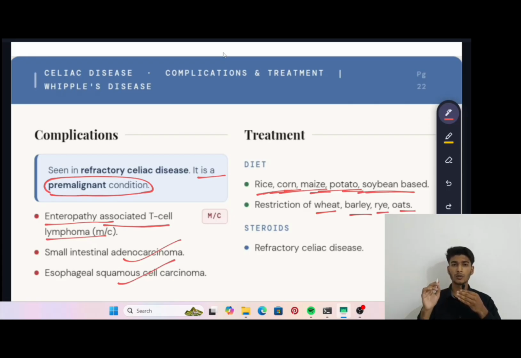What will be your prescription? You will prescribe steroids for this purpose. Refractory celiac disease requires steroids to heal.